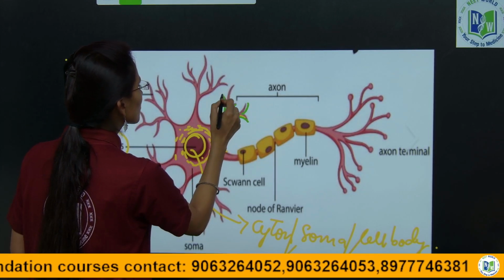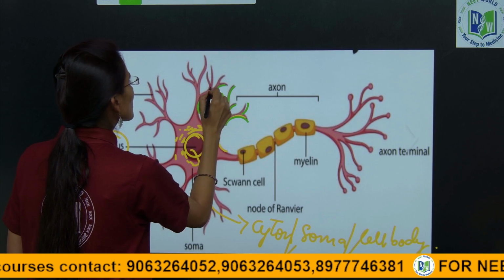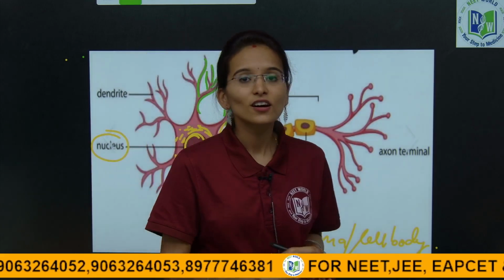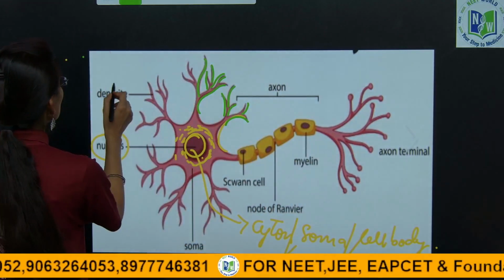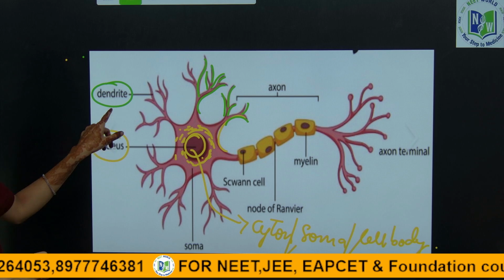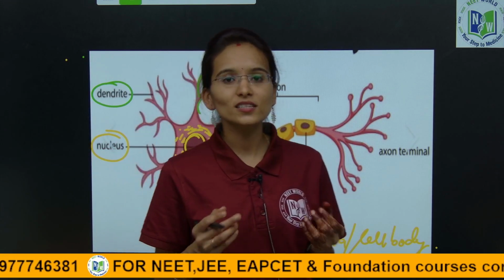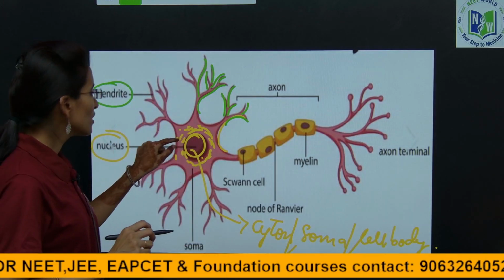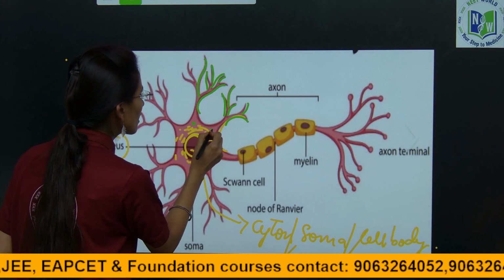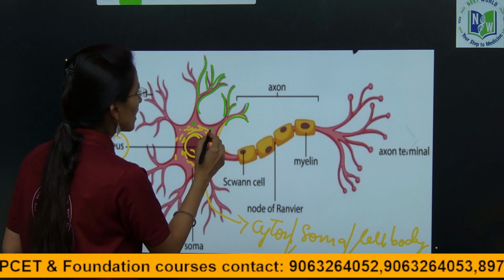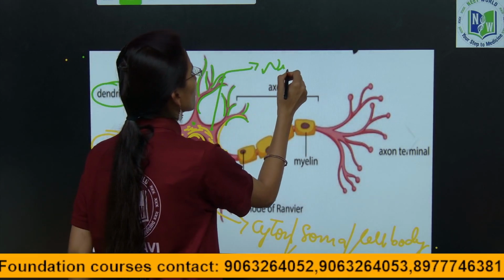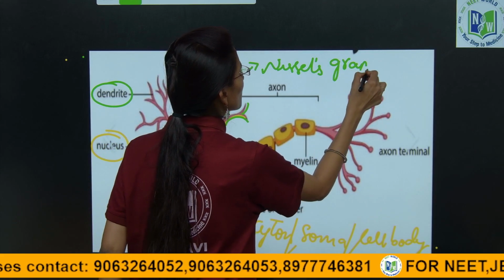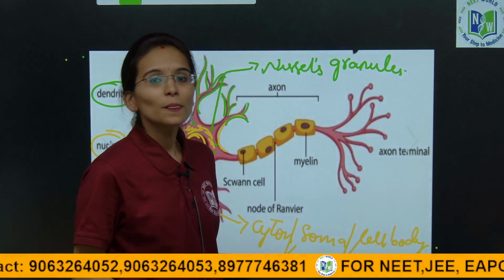Can you see this? There are many tiny branches which arise from the region of the cyton. Those branches are called dendrites. The dendrites always originate from the cyton. Here we can also find some granular structures. Those are called Nissl granules.